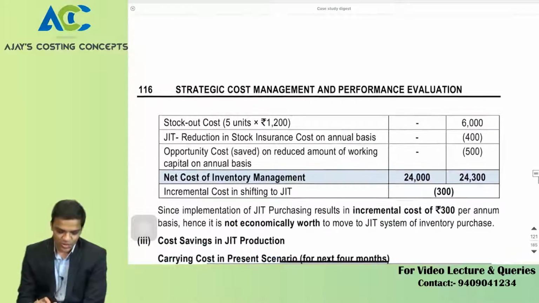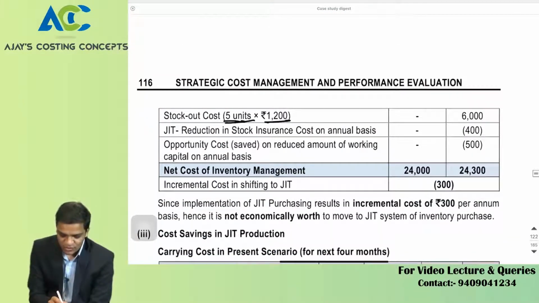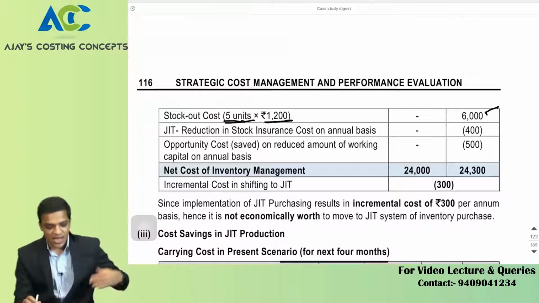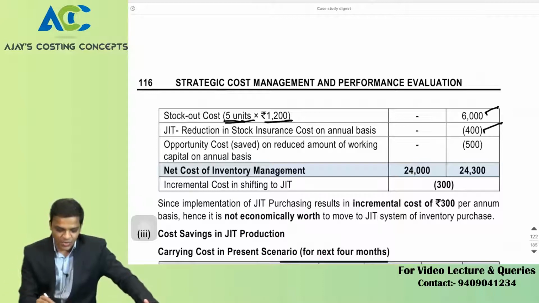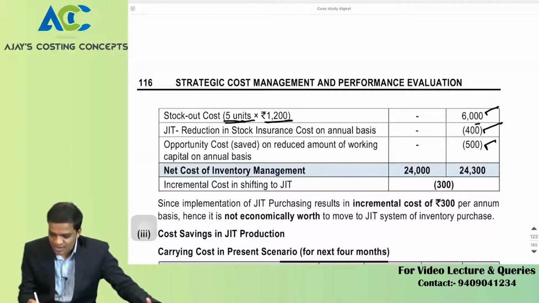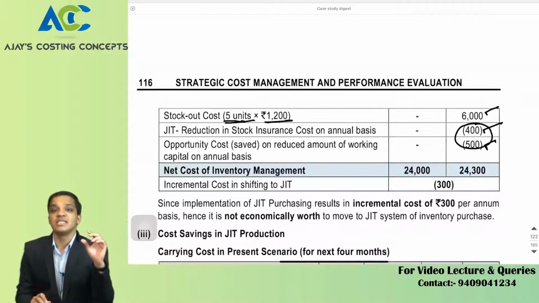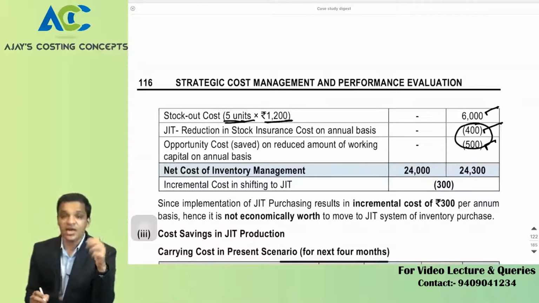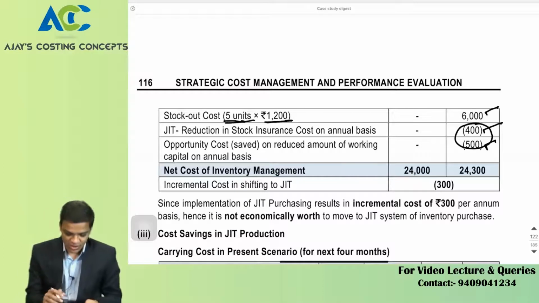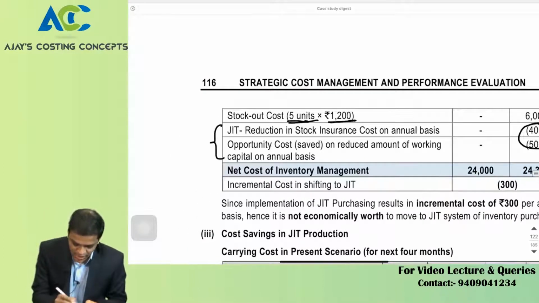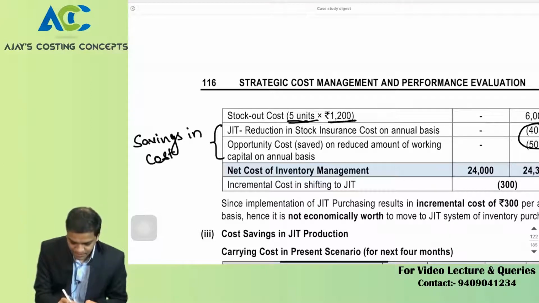Stock out cost is one of the important ones. 500 units will be stock out, because of that the cost will be 600. Just in time reduces stock insurance cost by 400, and the opportunity cost would be saved by 500. So these figures are in minus, because these are savings in cost, which are generally a revenue for us. So, total cost we will be incurring in just in time minus our savings. These two are savings in cost, hence reduce them from total cost.